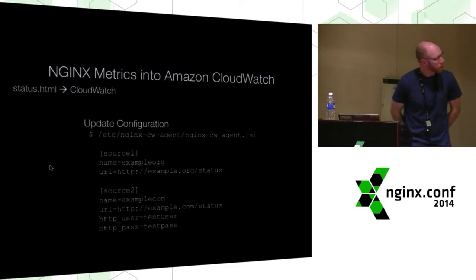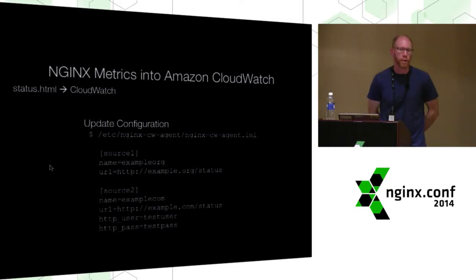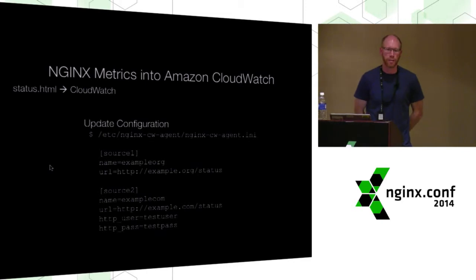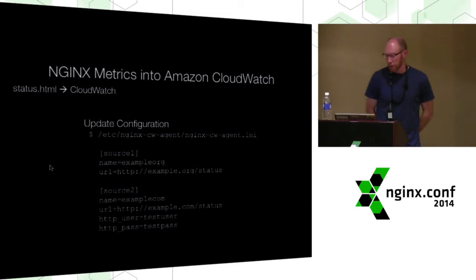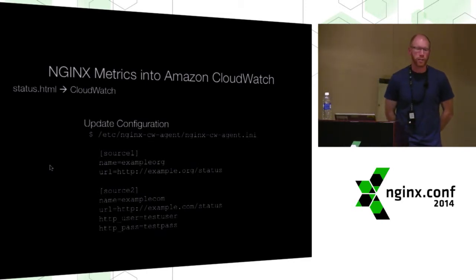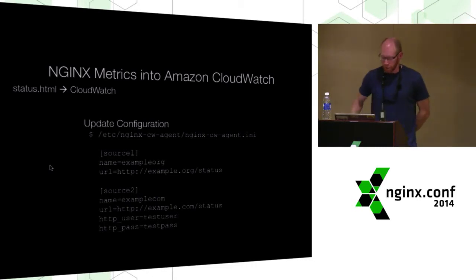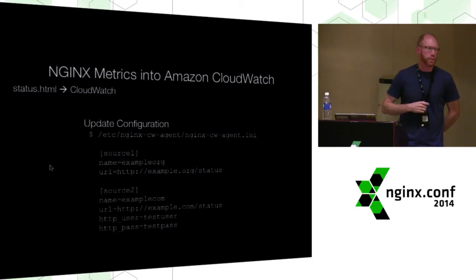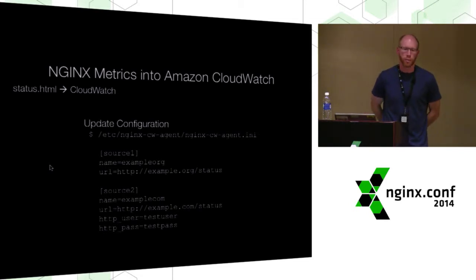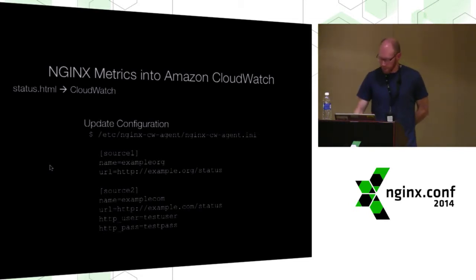The name there in the example is really what's going to result in the namespace. So when you go into CloudWatch and are searching for custom metrics, that name will be the namespace that you're looking at in CloudWatch. And then you're going to give the URL of where your status page is located. There's also another example here. If you've got a username and password that you're protecting that site with, you can put those into the configuration file as well so they can still be accessed.